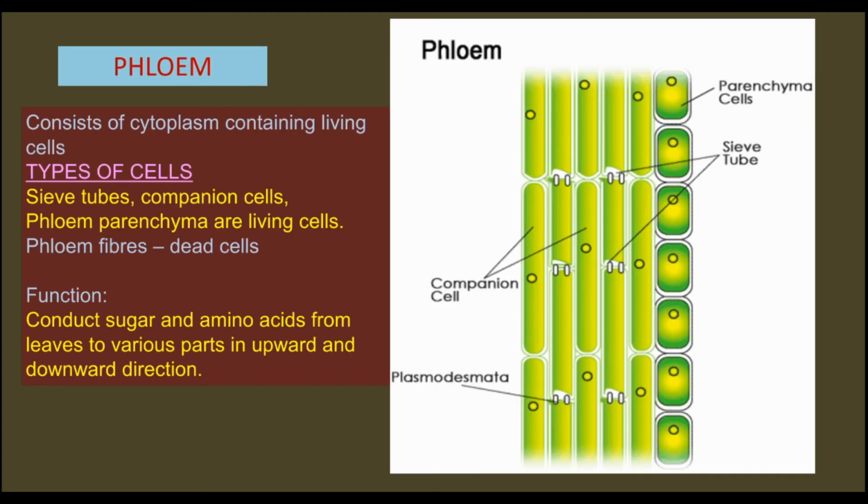Next is phloem. Phloem consists of cytoplasm containing living cells. The types of cells are sieve tubes, companion cells, phloem parenchyma and phloem fibers. Phloem fibers are dead cells. Sieve tubes, companion cells, phloem parenchyma are living cells. Its function is to conduct sugar and amino acids from leaves to various parts in upward and downward direction.